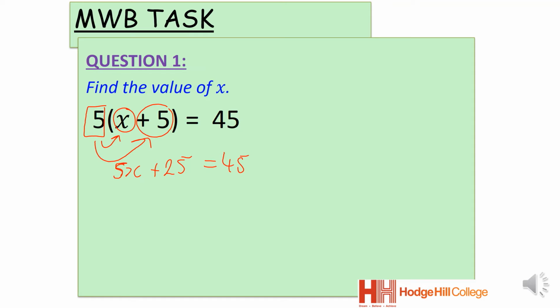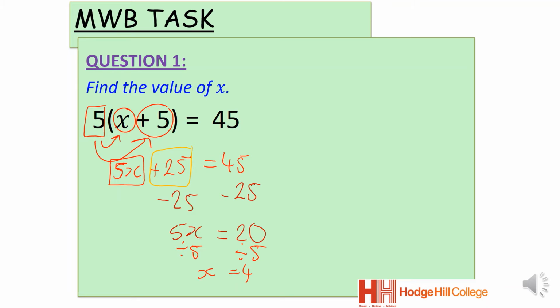Now I need to get rid of anything which is not associated to this x term here. This positive 25 needs to go then. So the inverse of add 25 is subtract 25 both sides. Now I have 5x equals to 20. So now again we need to use an inverse operation. x times 5 gives me 20. So I need to do the inverse of times 5. The inverse of times 5, which is the opposite, is divided by 5 on both sides. Don't forget we need to balance the equation. So x equals to 4.